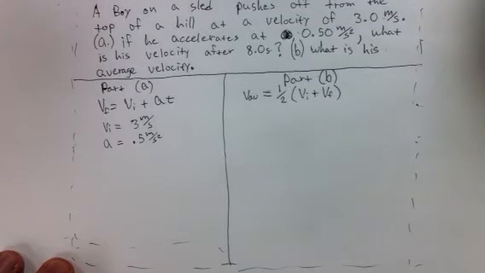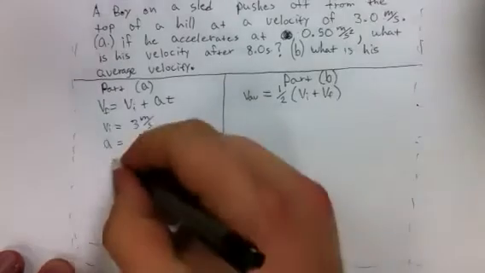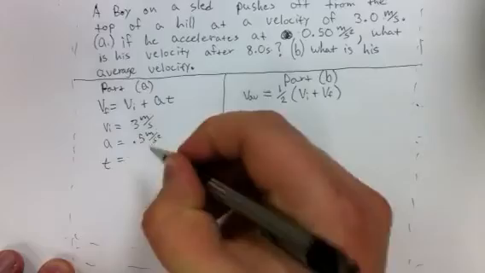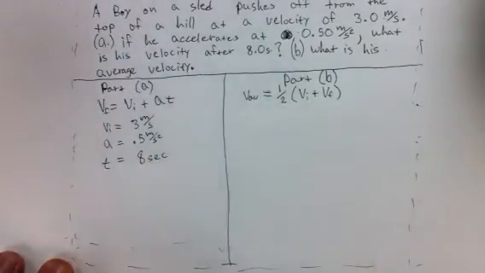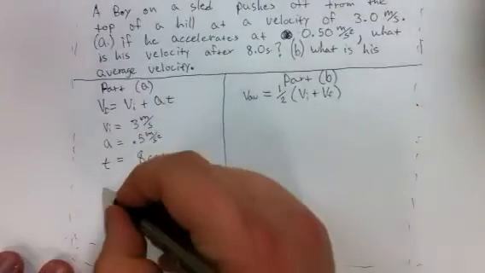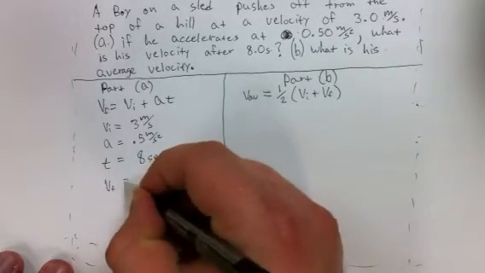Now, it also gives us the time. It says if he accelerates at 0.5 meters per second squared, what is his velocity after 8 seconds? So our time is 8 seconds. And again, it asks for the velocity after that time. So our final velocity is unknown. That's what we're looking for.